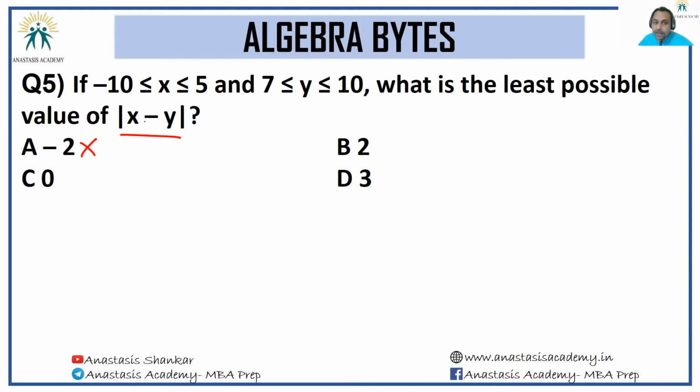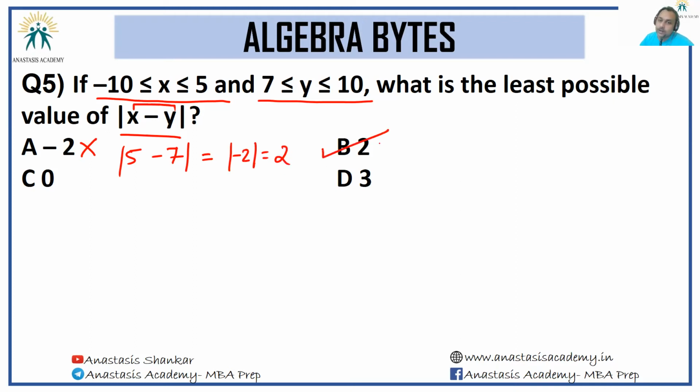Now, if I want the least possible value of x minus y, what I would want is x and y are as close together as possible. From a cursory glance, you can see x is a smaller number, y is a larger number. So all you have to do is take x equal to 5, y equal to 7. You have to get 5 minus 7 mod, or -2 mod, or 2 itself. Answer has to be option B.